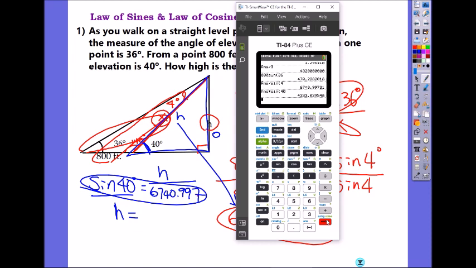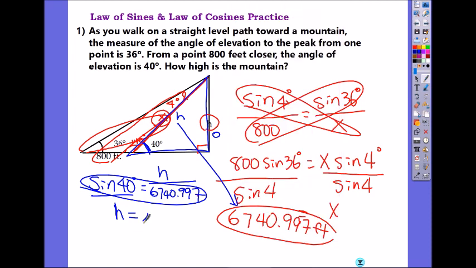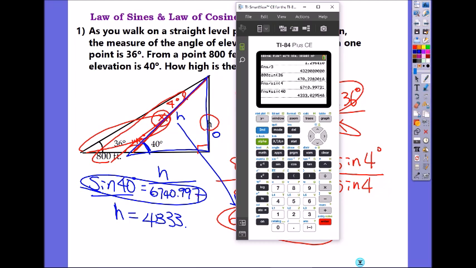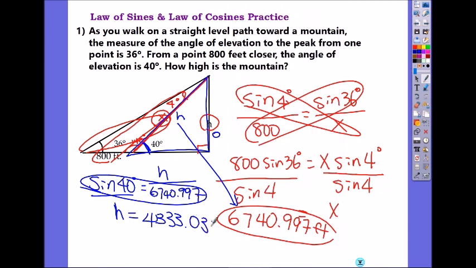4333.030, and it is in feet. So 4,333 feet. It's pretty high.